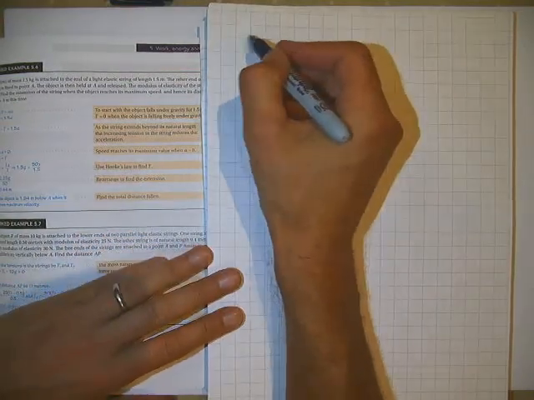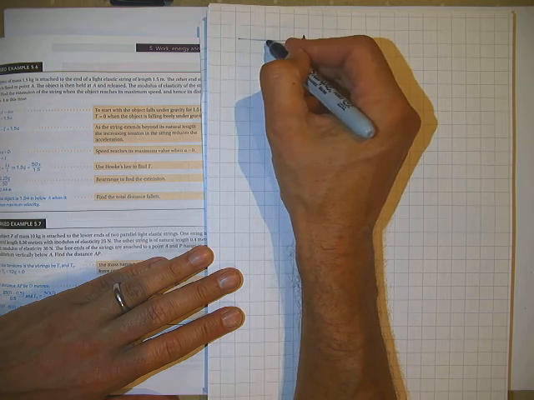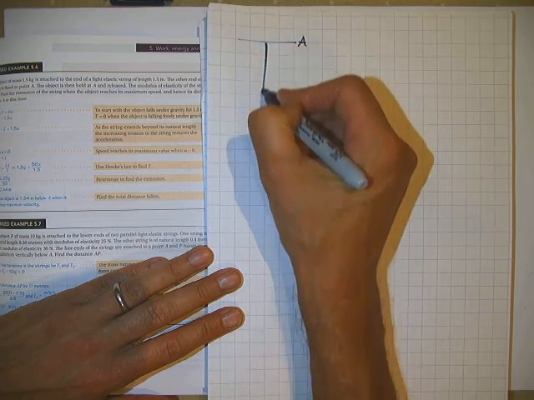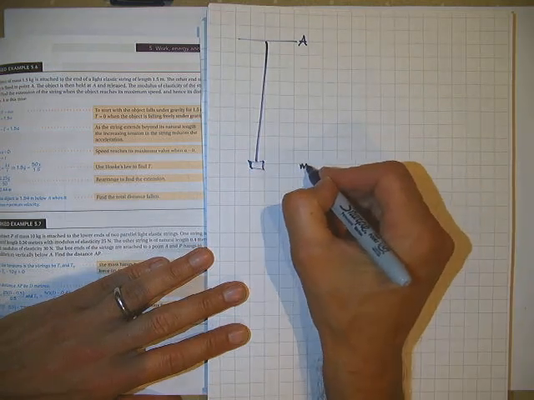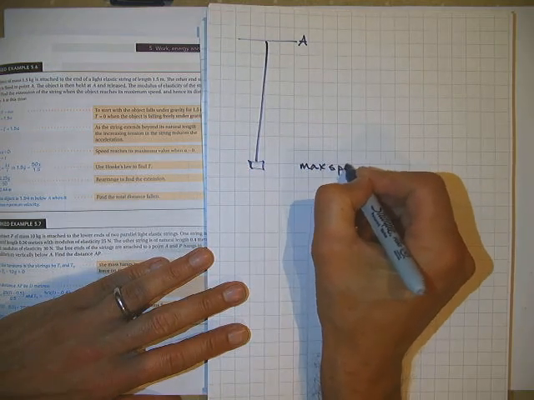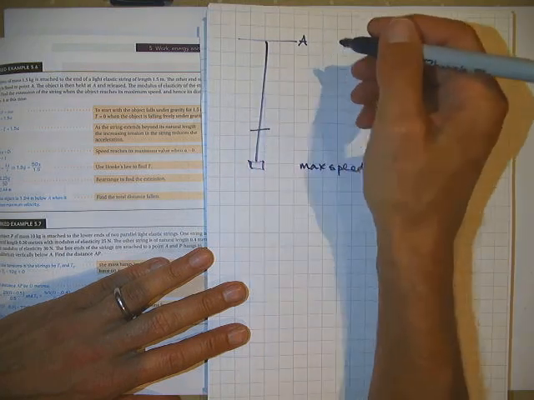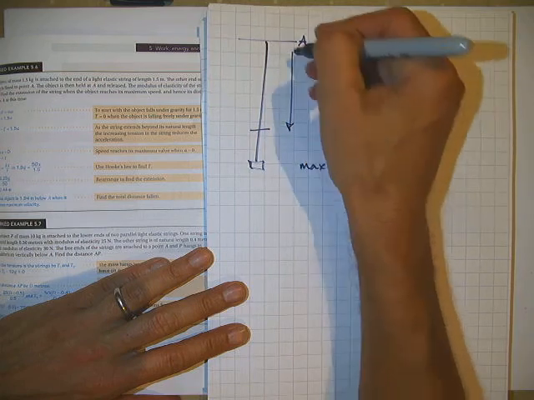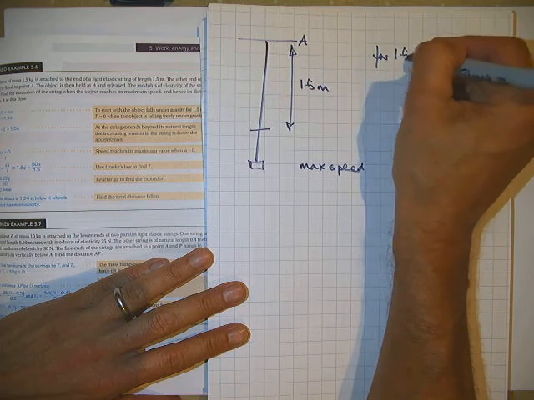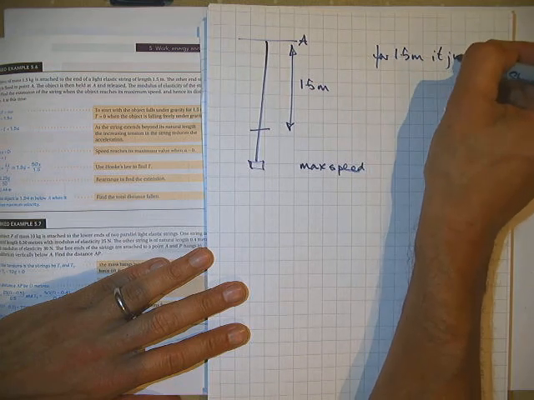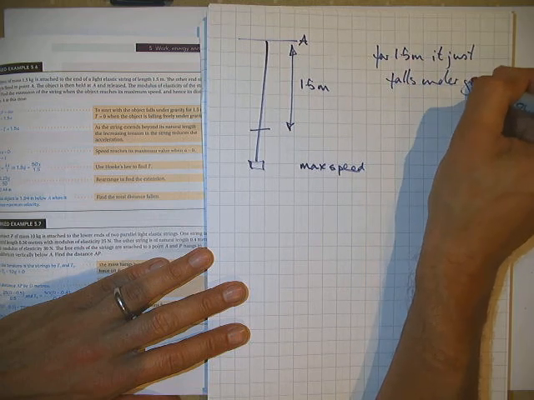So an object, there's a string attached at A and something is dropped from here and it falls on the elastic spring and we want to find the point where it reaches maximum speed. The string is 1.5 meters long, and it's a string, not a spring. So for 1.5 meters, it just falls under gravity.